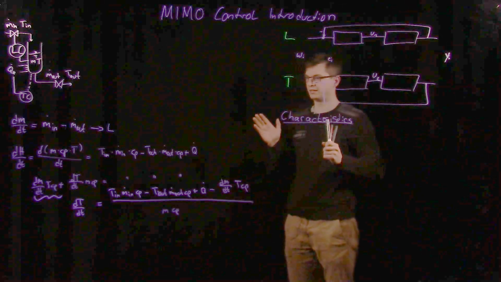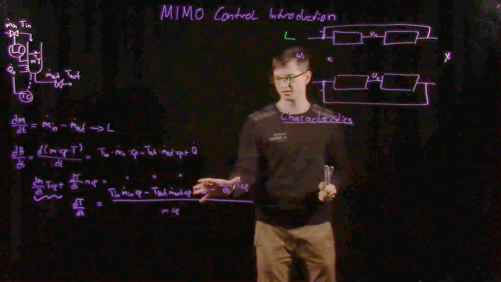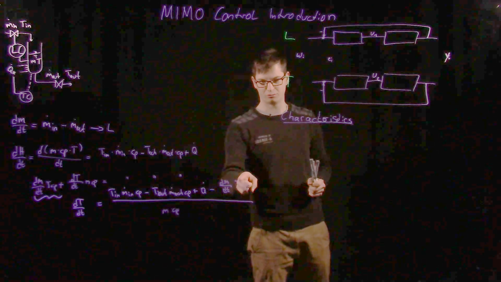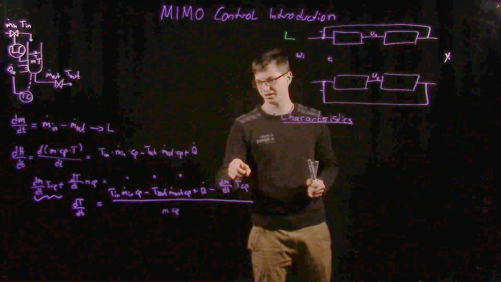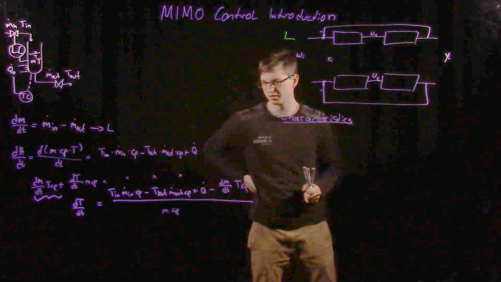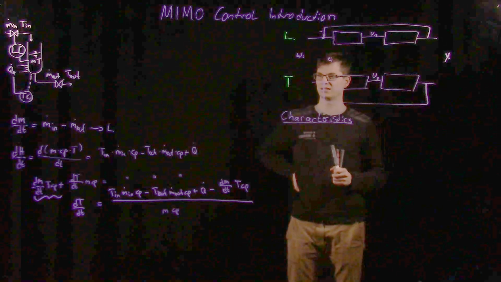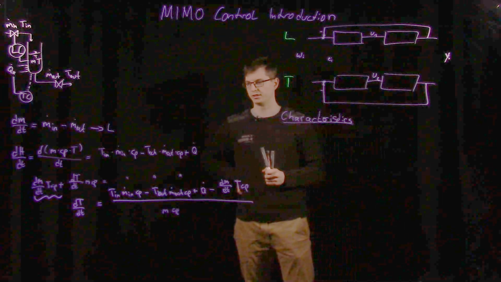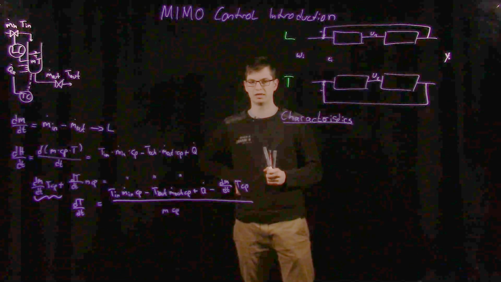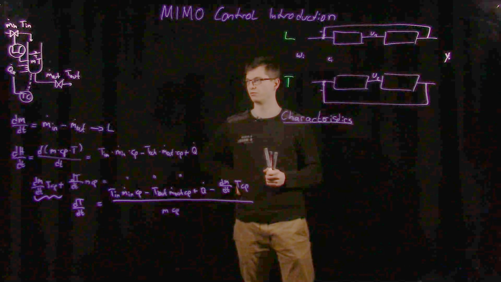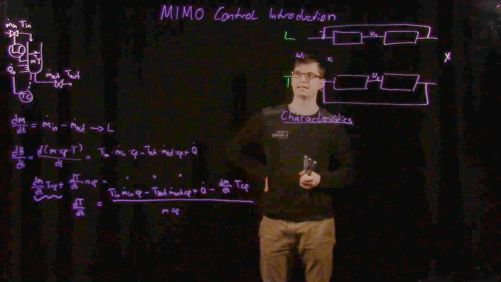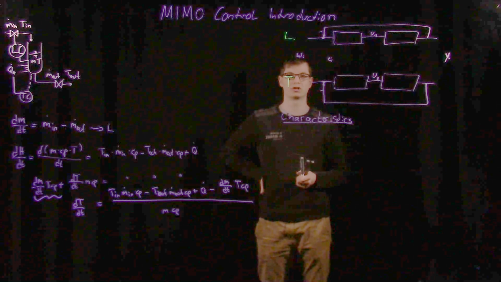And what we can clearly see from this last equation is that temperature is directly related to temperature, but to the mass balance as well. And that's why we cannot control the temperature completely independently from the mass or from the level of the tank. And that's why MIMO control comes in.